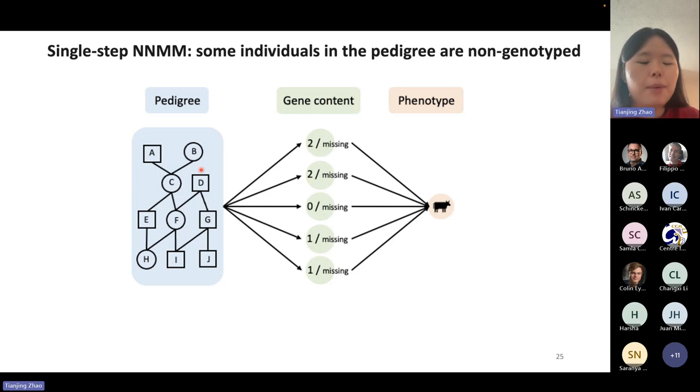So we put the pedigree in the input layer, the genotypes in the second layer, and phenotypes in the third layer. We can see here, if the individual is genotyped, let's say a recent new individual with genotypes, then in the middle layer we have these genotypes, let's say 2, 2, 0, 1, 1. But if the individual is not genotyped, then in the middle layer we just put all missing values here, and we are going to sample the missing values based on both pedigree and phenotype.